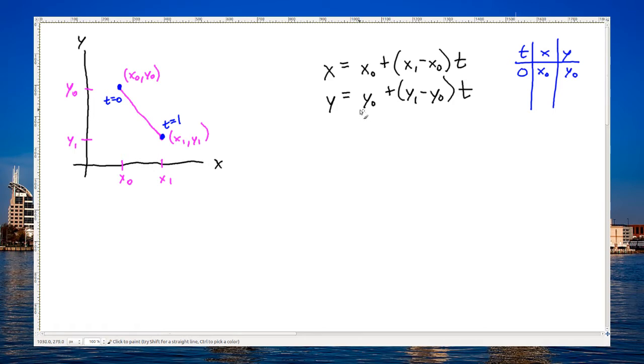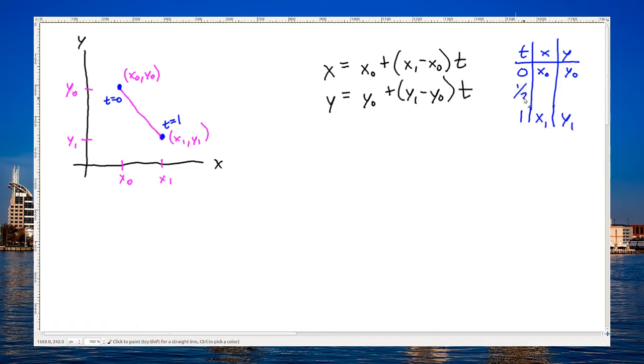If we plug in 1, then the t's will go away, like that, leaving us with x0 minus x0, x1, and y0 minus y0, y1. So there's x1 and y1.